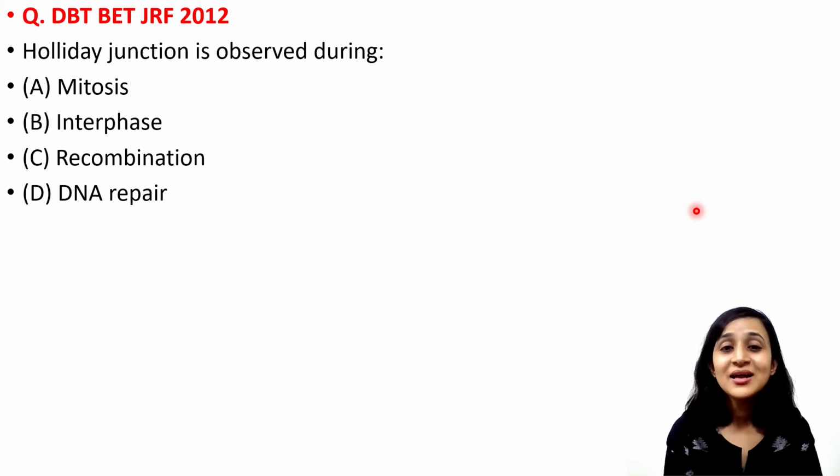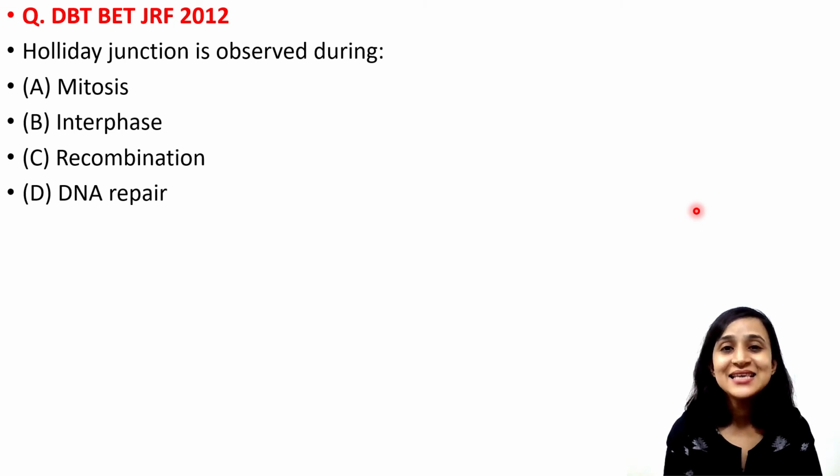So C and D both are correct because in the double-stranded break, that time also Holliday junction is observed during the DNA repair. But here we don't have that option, C and D both. We have to choose either C or D. So what will you choose?